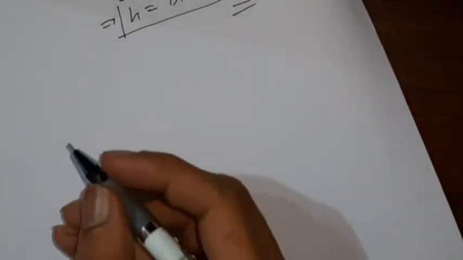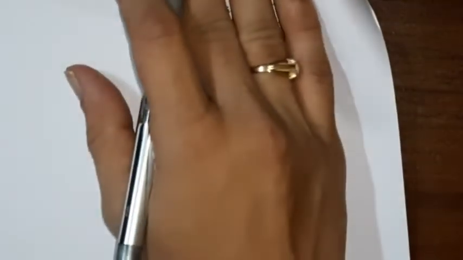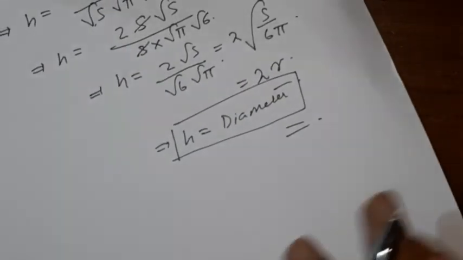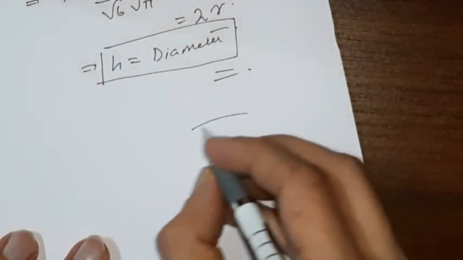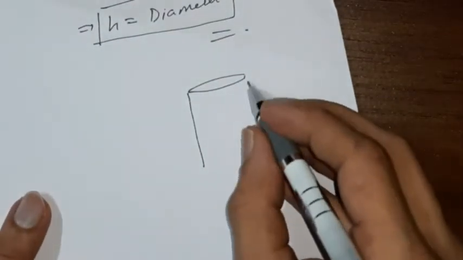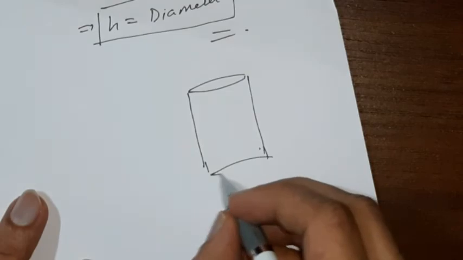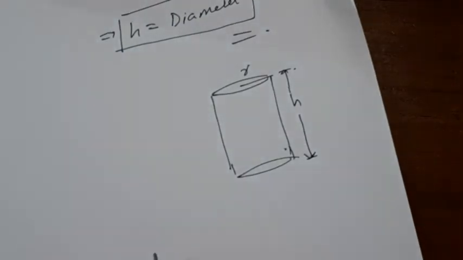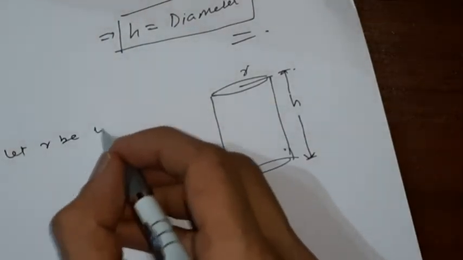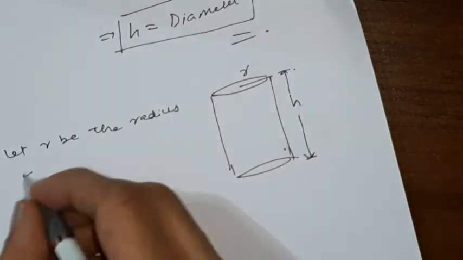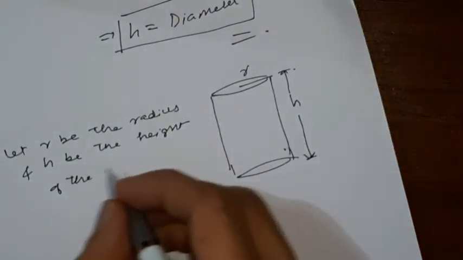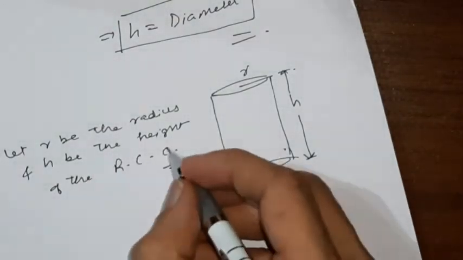21st, right? So let us see. Consider the right circular cylinder. Okay, this is the radius, this is the height, right? Now let r be the radius and h be the height of the right circular cylinder.